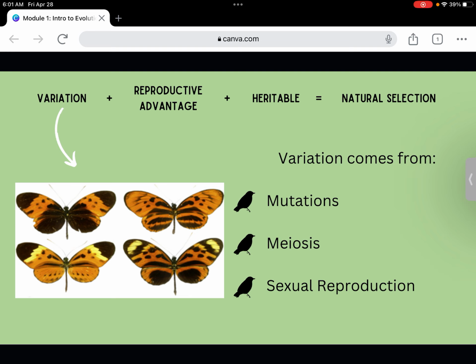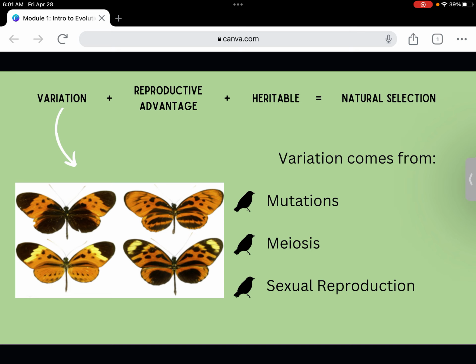Variations can come from a couple places. They come from mutations. Mutations are completely random. Mutations arise randomly. If it happens that that random mutation is an advantage, that will lead to natural selection.